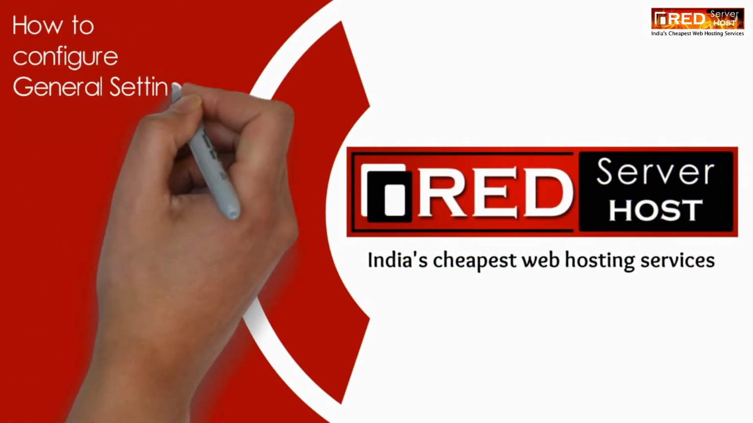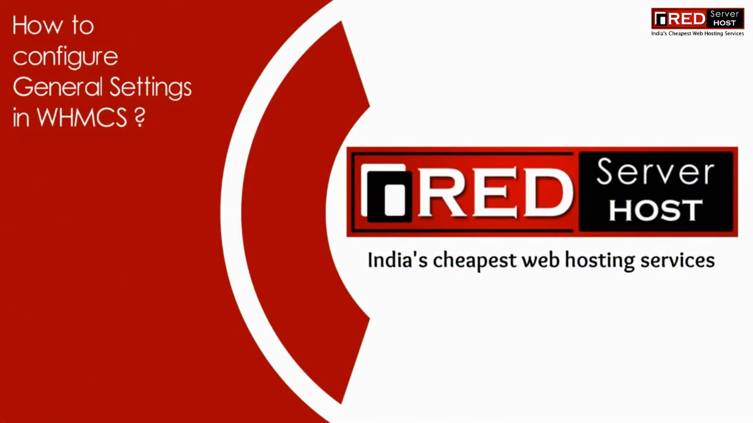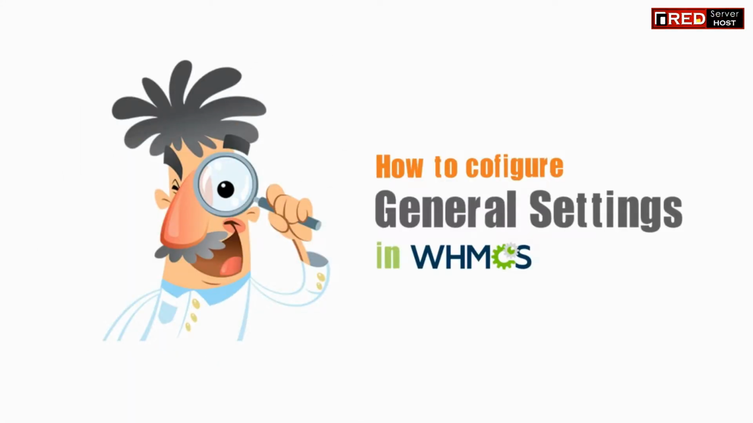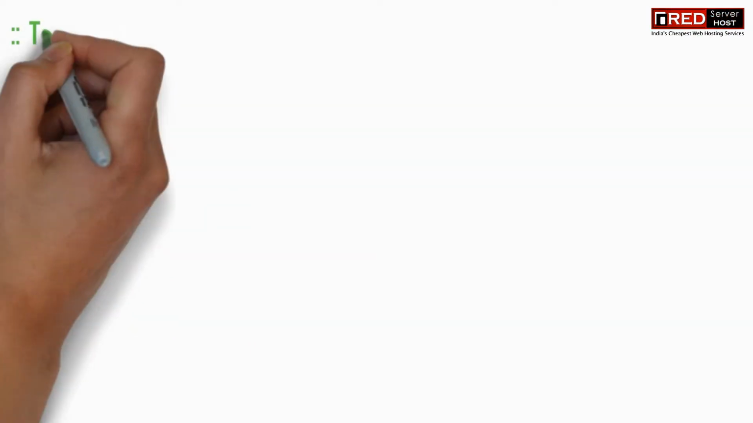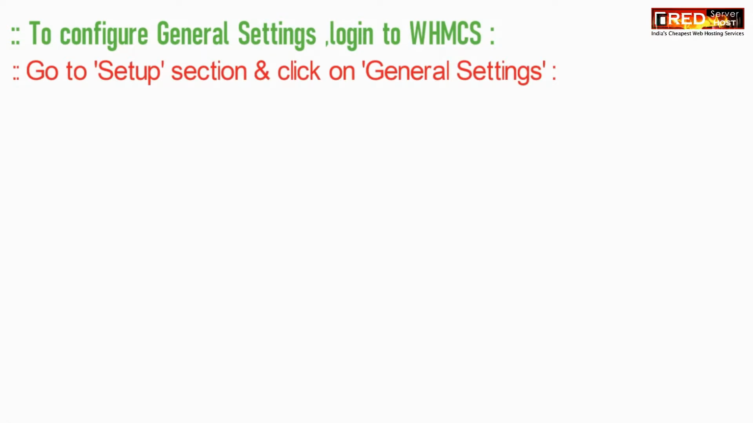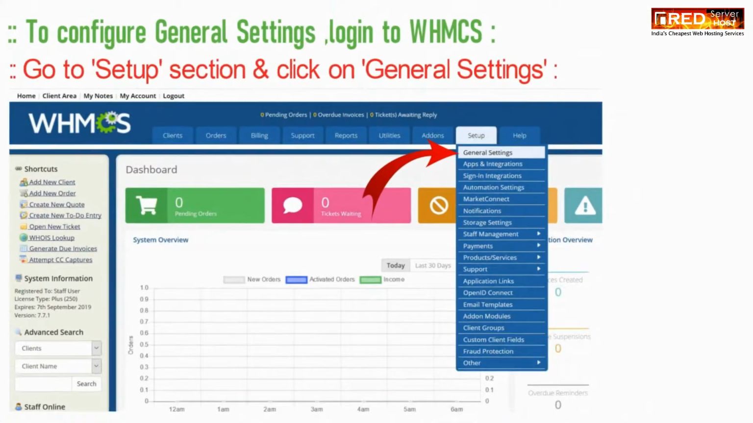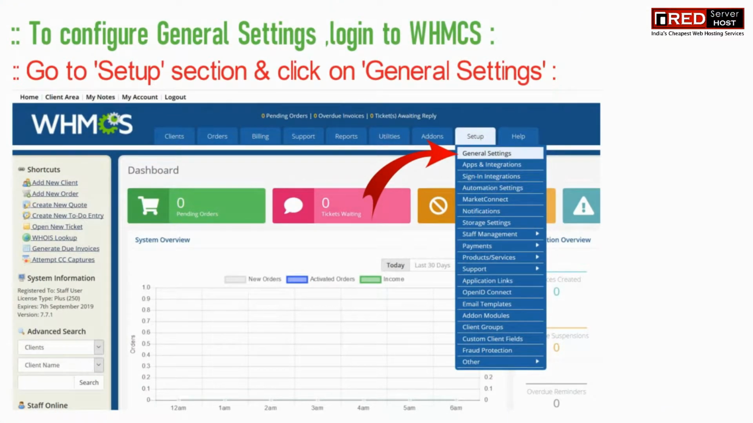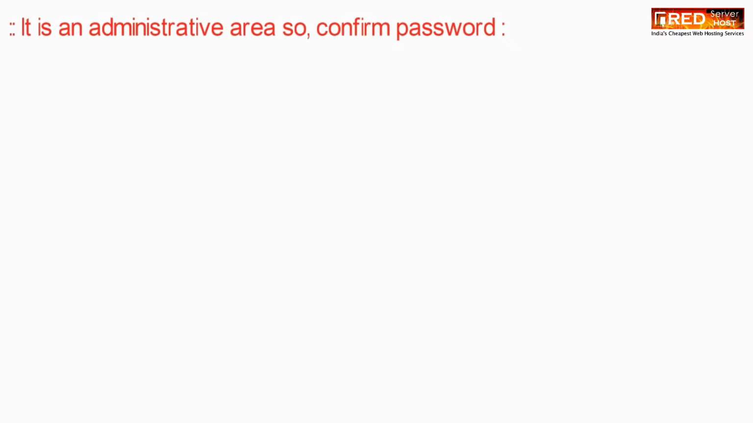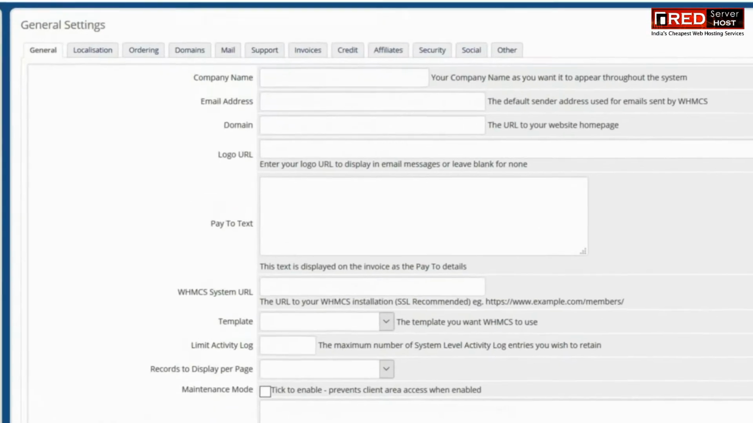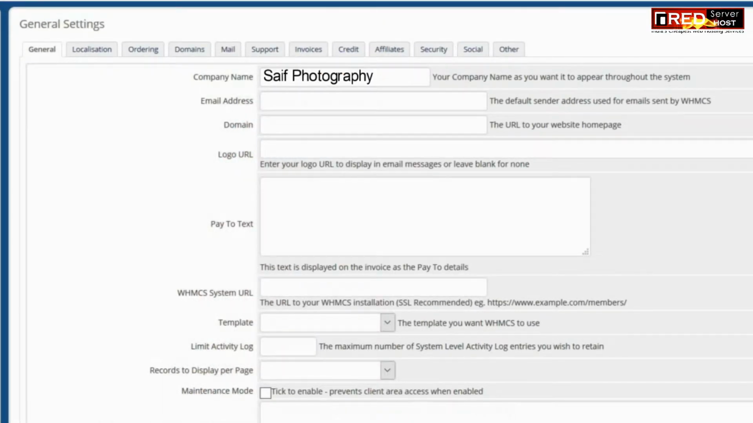Today in this video, we will learn about how to configure general settings in WHMCS. In order to configure general settings, log in to the WHMCS admin panel and then go to General Settings in front of the Setup section. Since it is an administrative area, you need to confirm your password once again.